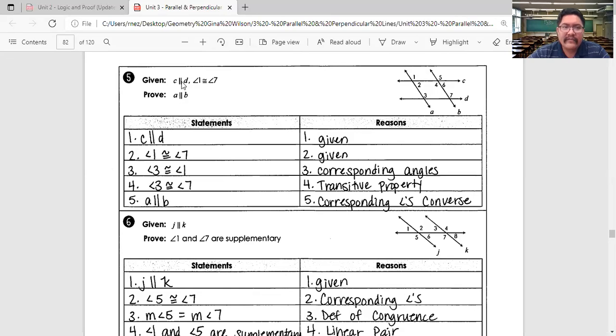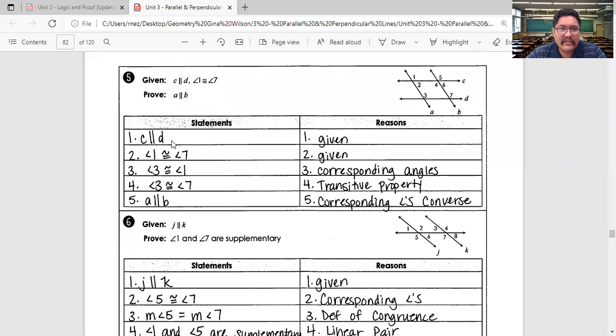All right, so given C and D are parallel, so that means these 2 sideways ones, we know for sure they are parallel. We also know that angle 1 and angle 7, up here and up here, are congruent. So we know angle 1 and angle 7 are the same amount in degrees. What we want to do is prove A and B, the 2 up and down direction ones, are parallel.